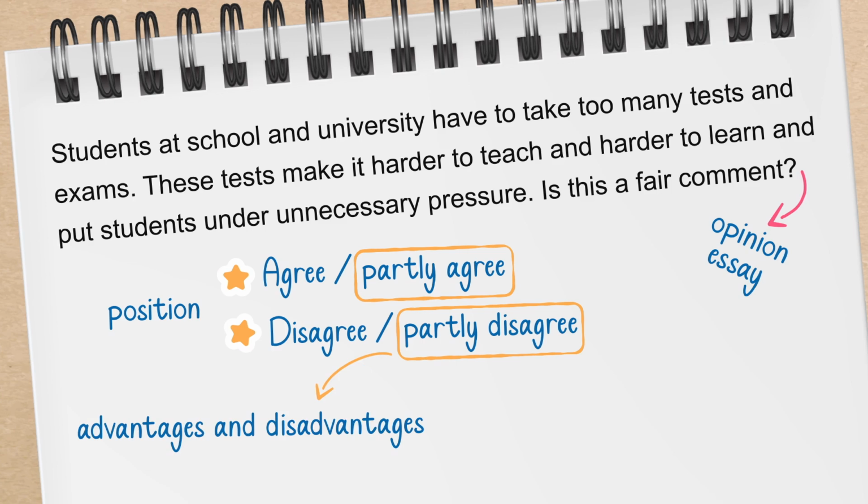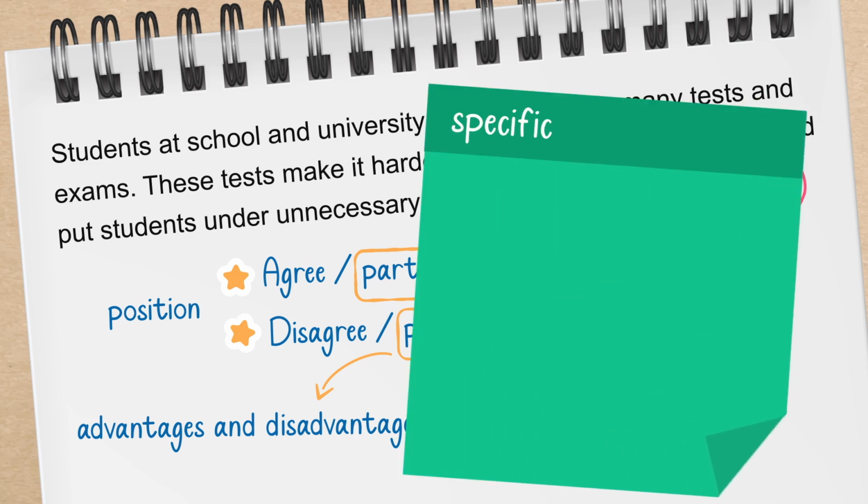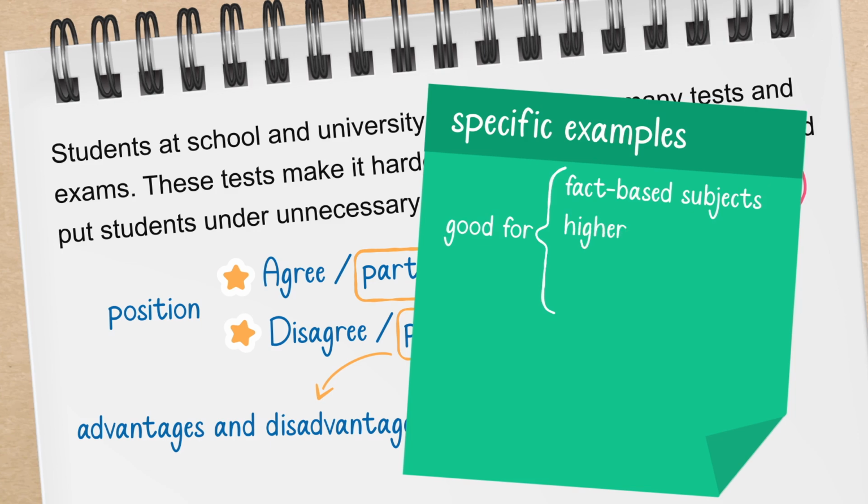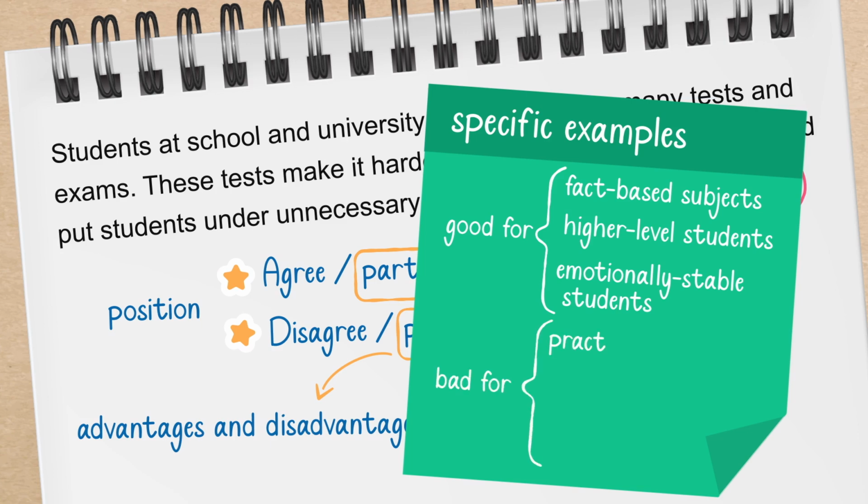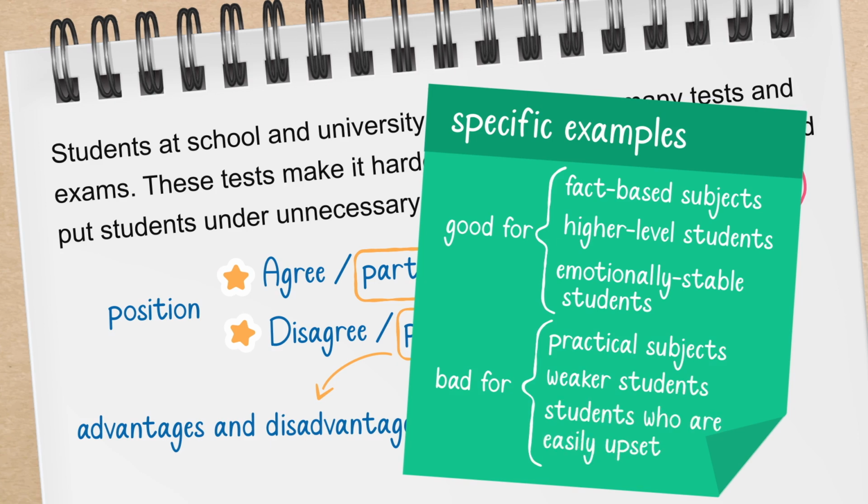However, this is very important. You will only get a very high grade for task response using this method if you are specific, right? So if you want to get a very high grade for task response, you have to be specific. So what do I mean by this? For example, you could write from the position that exams are good, for example, for fact-based subjects, for higher level students, and for emotionally stable students, and that exams are bad for practical subjects, weaker students, and students who are easily upset.